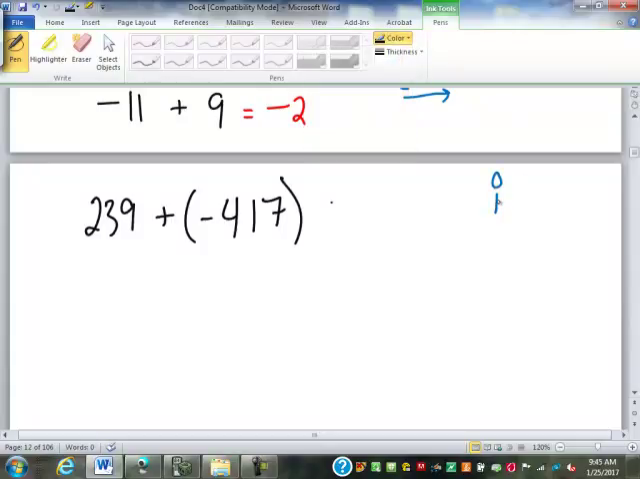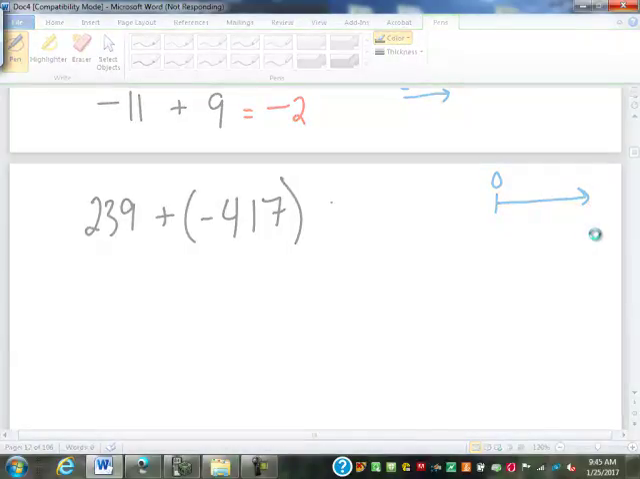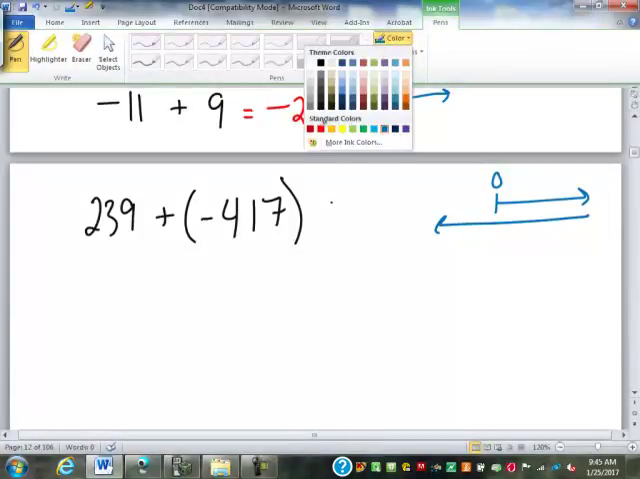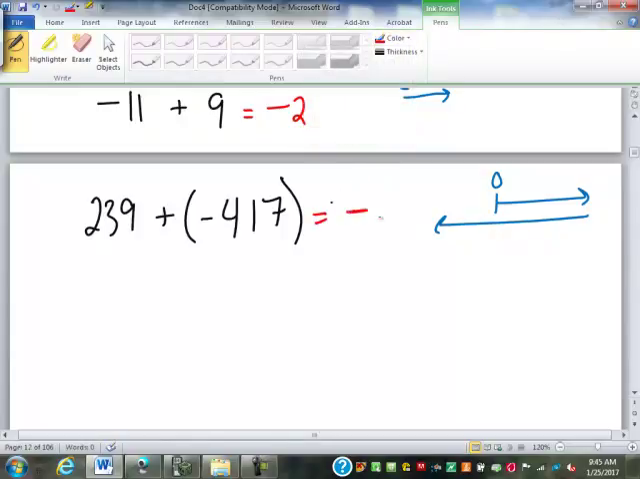Here's my 0. 239 goes that way. It's a negative, so obviously this is going the opposite direction. Longer or shorter? Longer. So I'm going past 0. So I know my answer is negative. I might have to do a little bit of work here. It's the difference in values, so I'm going to subtract the 417. I'm going to subtract the 239 from it.